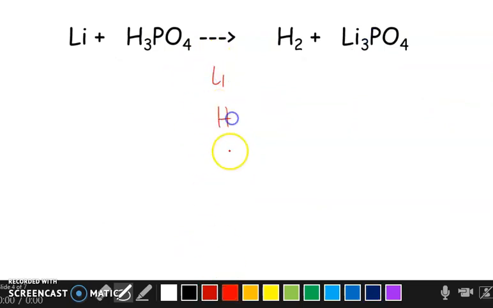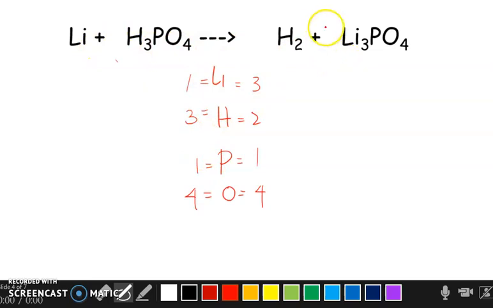Li, H, P, and O. So let's count the number of Li on the product side. Li has 3, H has 2, P has 1, and O has 4. For the reactant side, 4, 1, 3, and 1. So this one you have isolated molecules, so that would be the last thing that you have to consider. So let's find the greatest common factor.